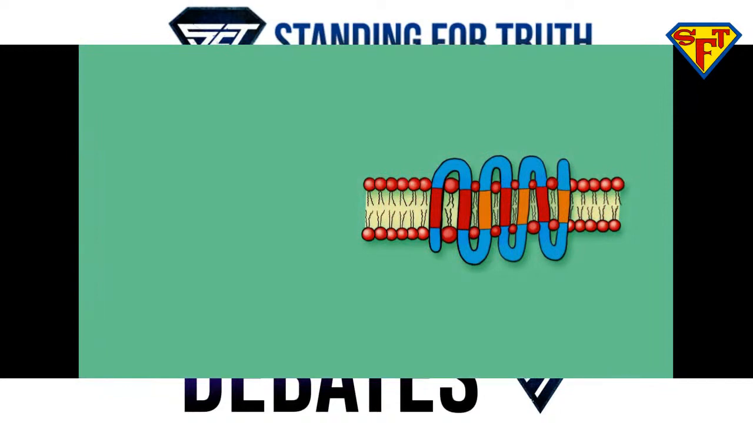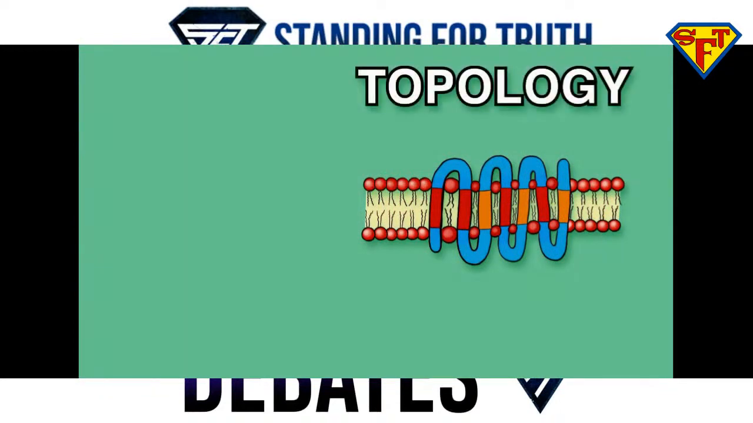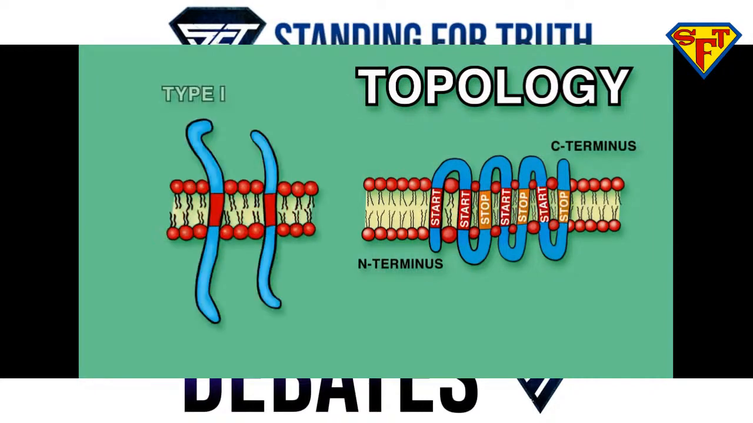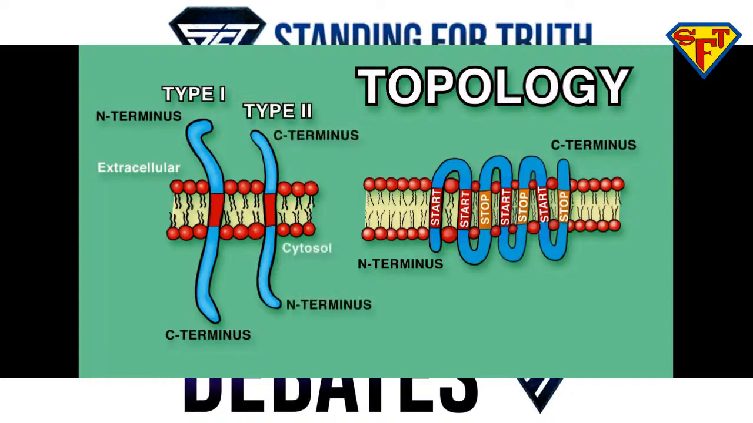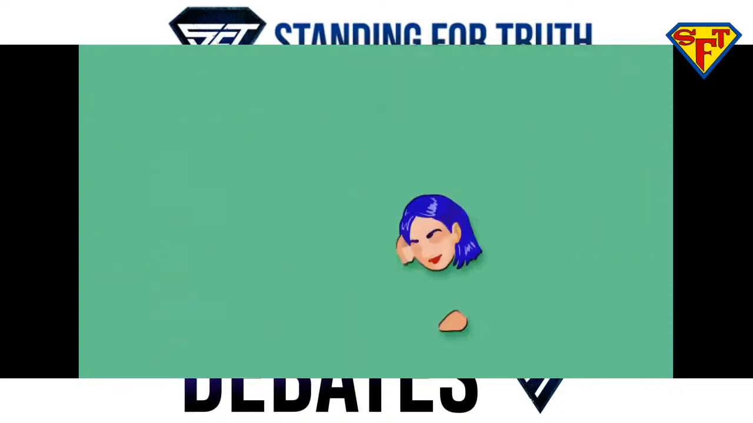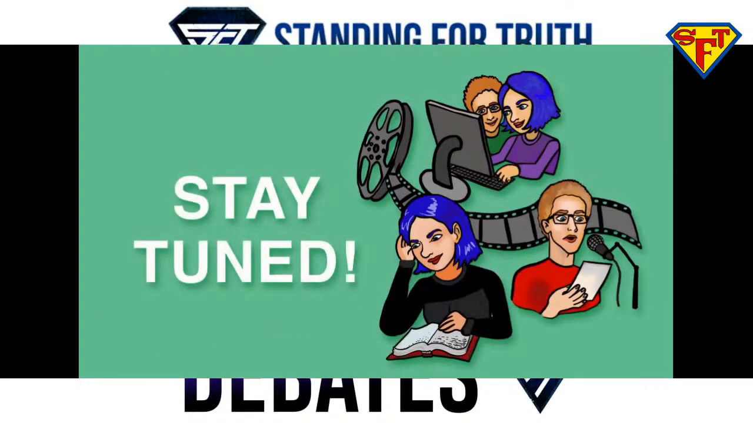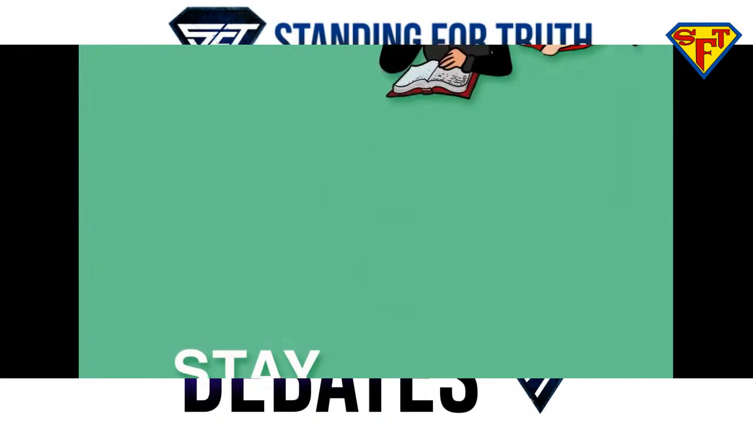Transmembrane proteins can be classified by topology, which is based on the position of N and C termini, as well as start transfer and stop transfer sequences. For example, type 1 is a single transmembrane pass with the N terminus on the extracellular side of the membrane. Type 2 is also a single transmembrane pass, but the N terminus is on the cytosolic side of the membrane. How these different topologies come about will be the topic of another video.